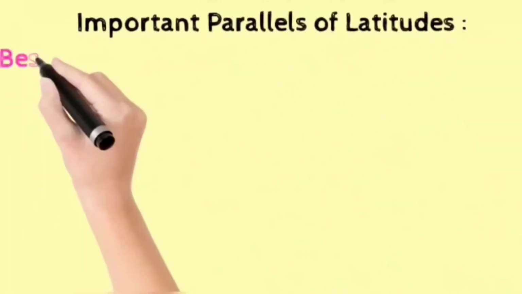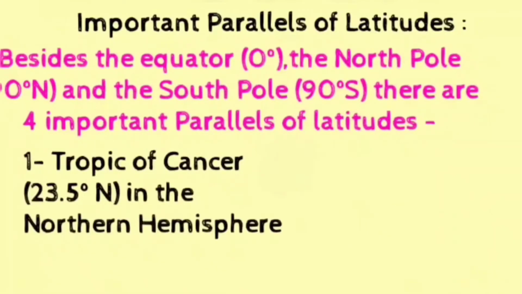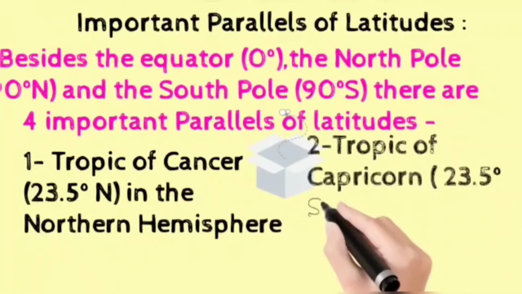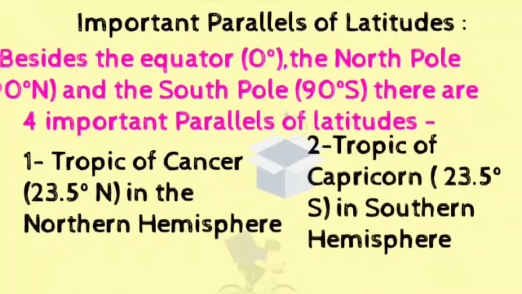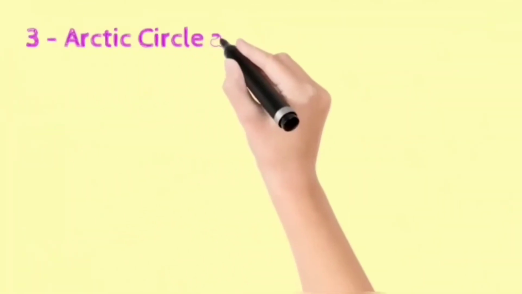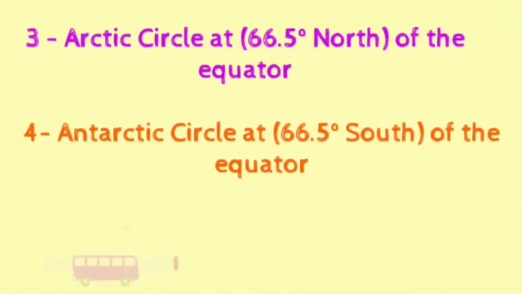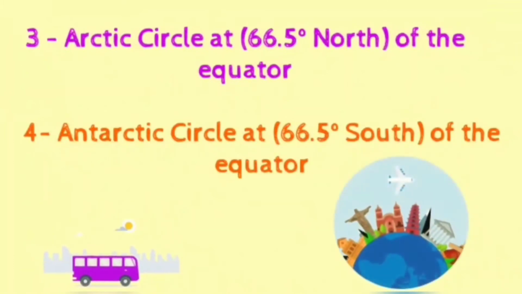Some important parallels of latitudes. Beside the equator, the North Pole and the South Pole, there are four important parallels of latitude. One, Tropic of Cancer in the northern hemisphere. Second, Tropic of Capricorn in southern hemisphere. Third, Arctic Circle at 66.5 degrees north of the equator. Fourth, Antarctic Circle at 66.5 degrees south of the equator.